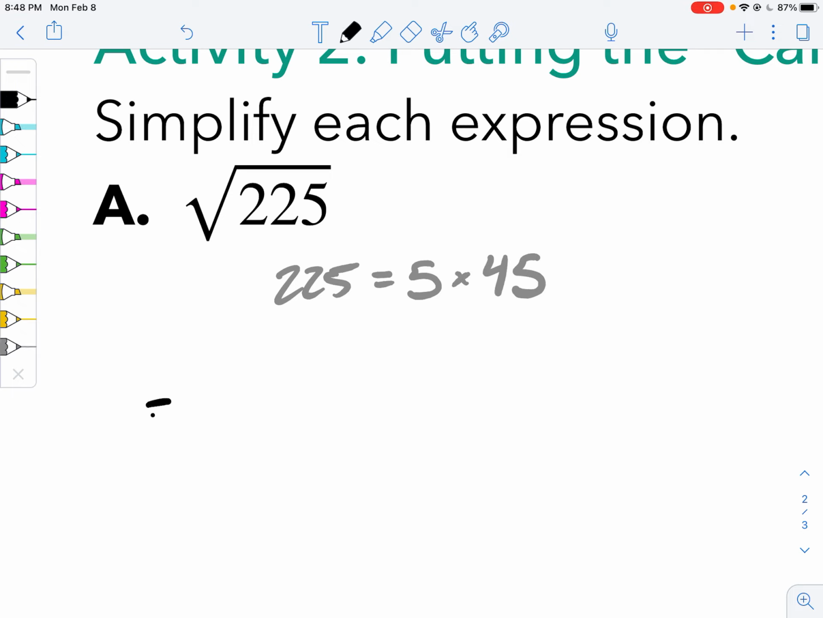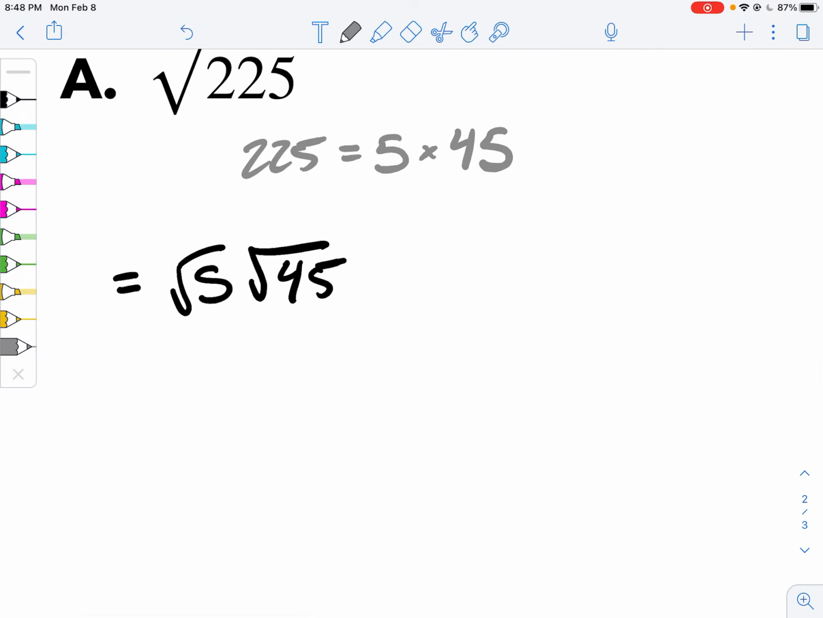So I can say that the square root of 245 is the same thing as the square root of 5 times the square root of 45. But I can keep going. In fact, I want to break up 45 even more. 45 is 5 times 9, but I'm going to break up 9 even more. 9 is 3 times 3. We can't break these guys up anymore.